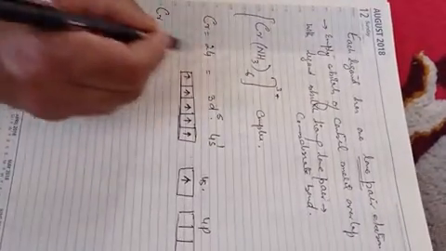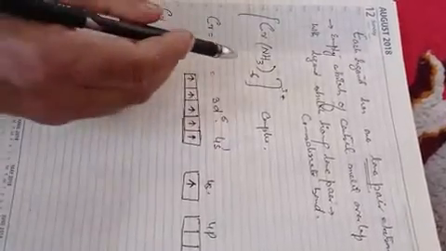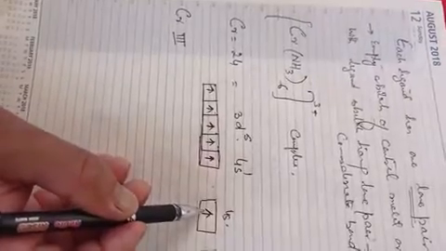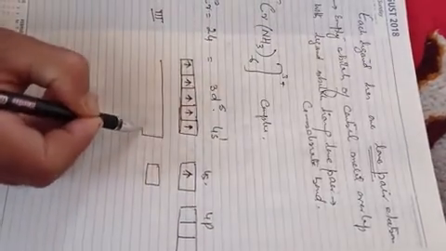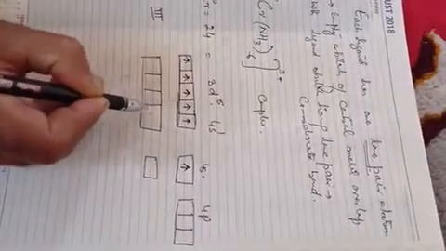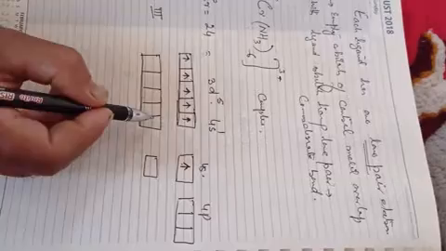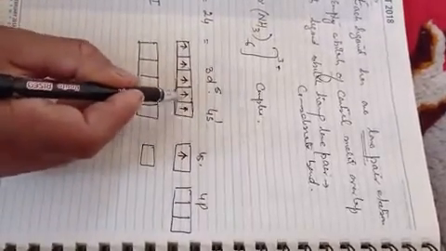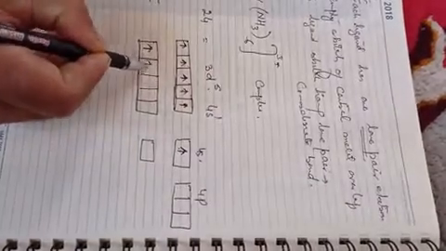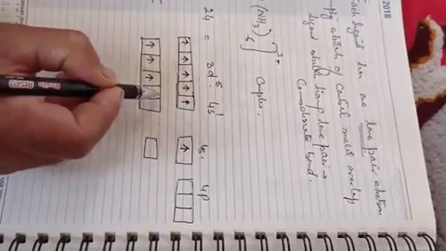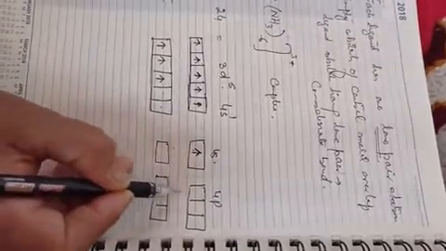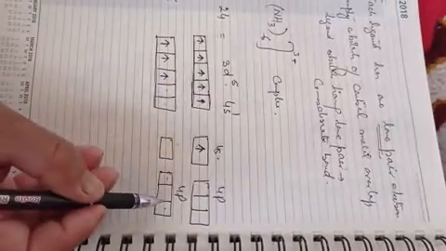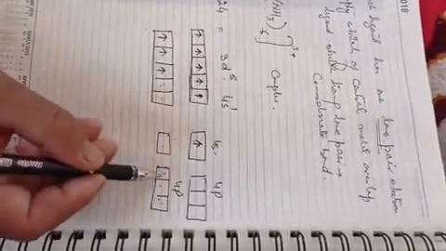Now I will write that chromium here is in the third oxidation state. So in chromium(III), one electron from this 4s will get lost, and two electrons from the inner d orbital. That means this electron and this electron will get lost. Now this is the 3d orbital, this is 4s, and these are the 4p orbitals, 3 orbitals of 4p. So these are empty. There are 6 orbitals empty.